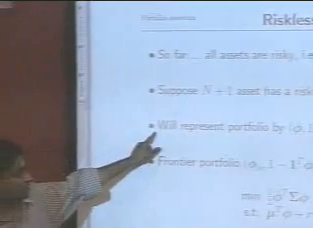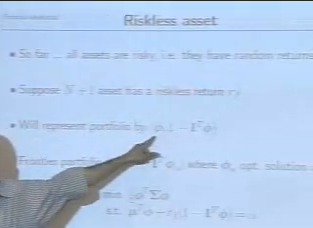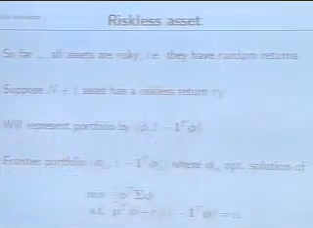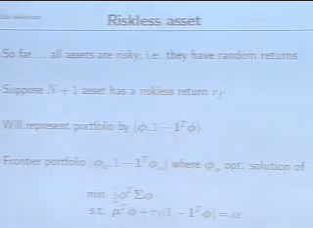So the total position in the market is represented by this vector phi, which no longer sums to 1, and the last component is 1 minus 1 transpose phi. So this entire vector now sums to 1. All right? Phi is for those risky ones. For the risky assets.